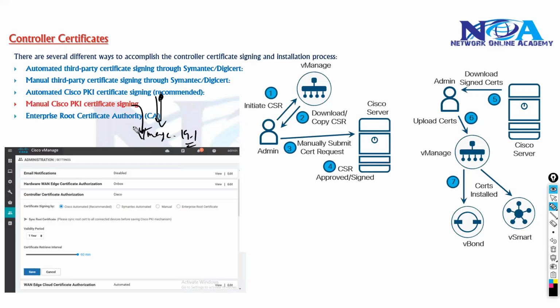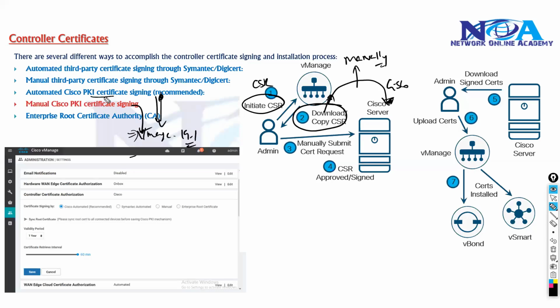Here we don't need to open the Cisco case. As I said, a Cisco TAC case is not required. The administrator is going to initiate the CSR, the certificate signing request, and this certificate signing request is downloaded as a local copy. So the CSR is going to be generated for each controller and is copied or downloaded locally. And then a request is sent for each controller to the Cisco server, and this request has to be done manually.